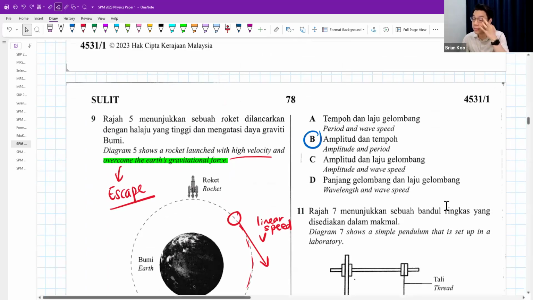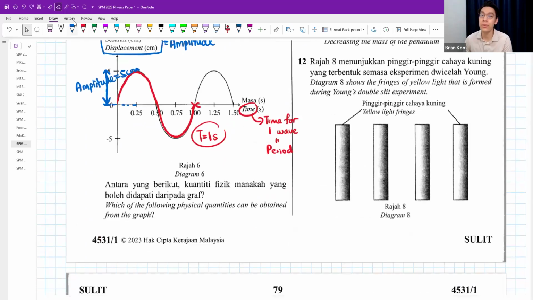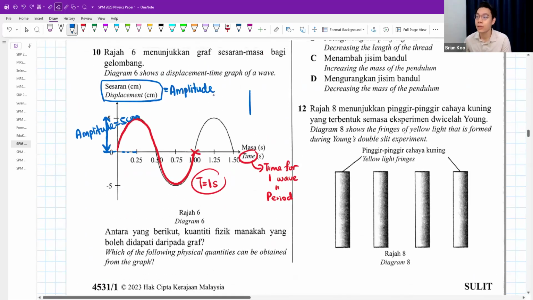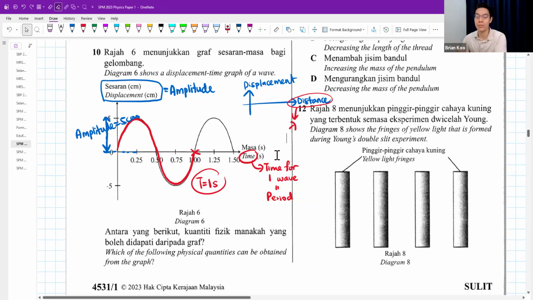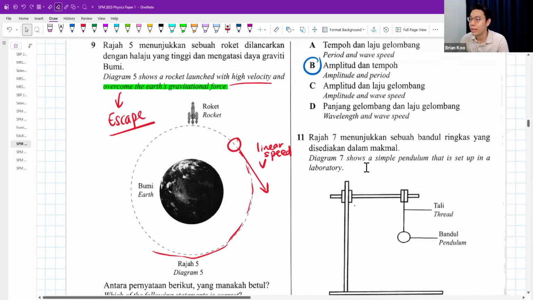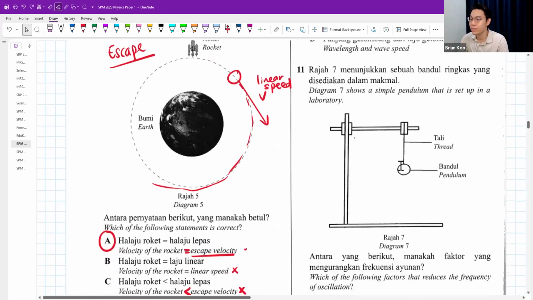There's another kind of graph. Sometimes they can also give you displacement against distance. If it's a displacement-distance graph, what you can get from the distance is the wavelength, the distance for one wave. So time gives period, and distance gives wavelength. Okay, question 11.